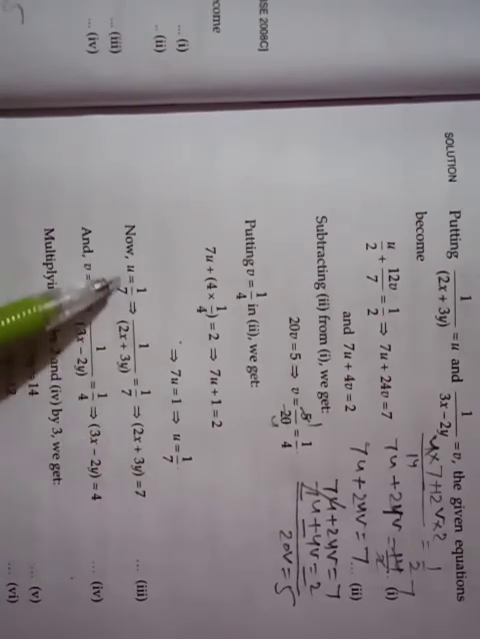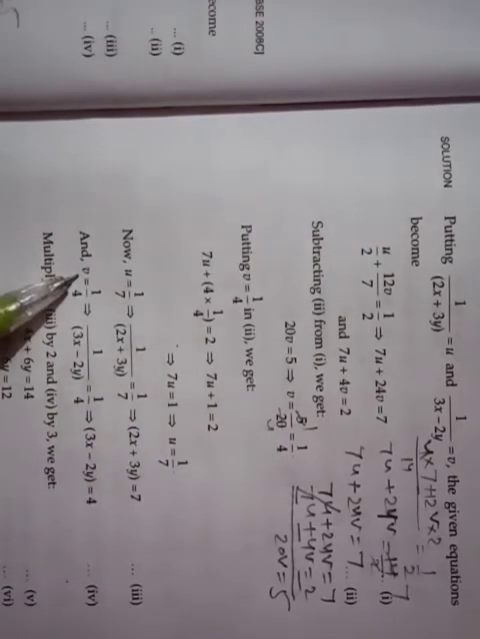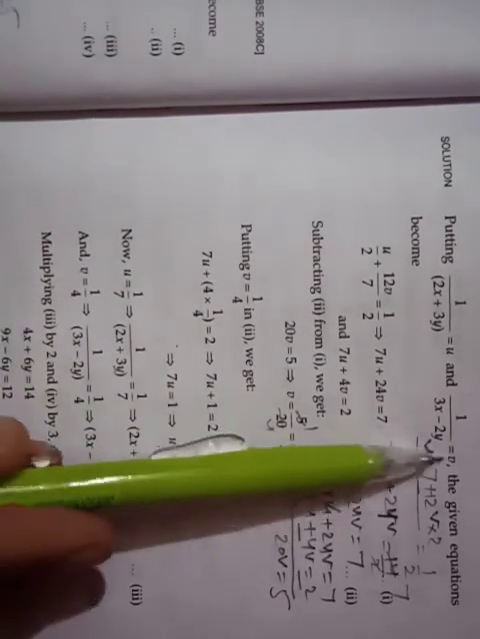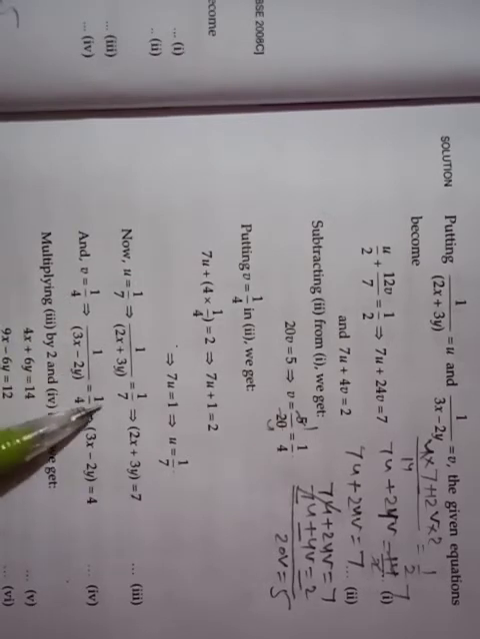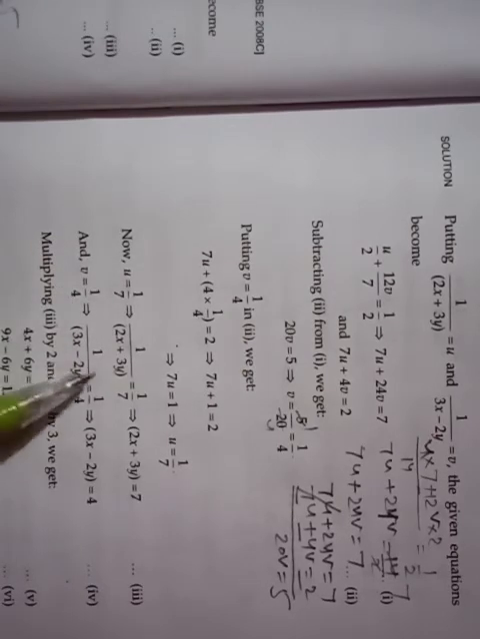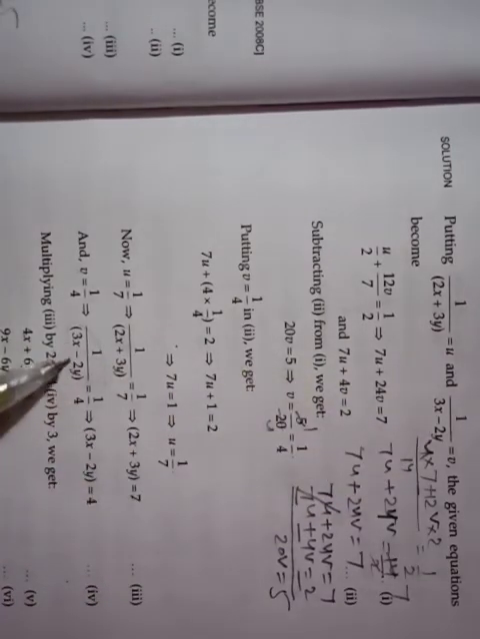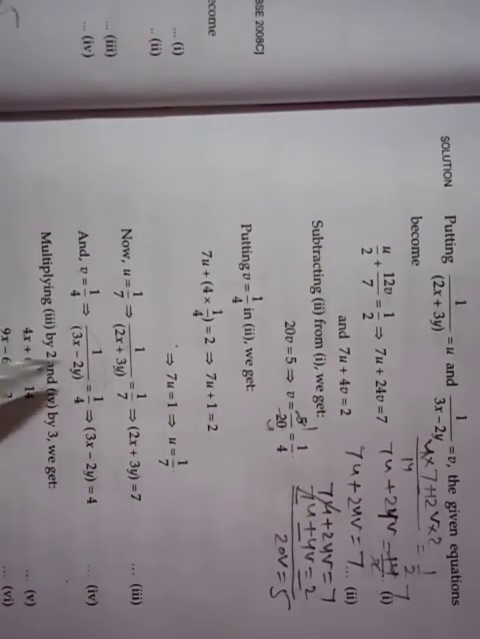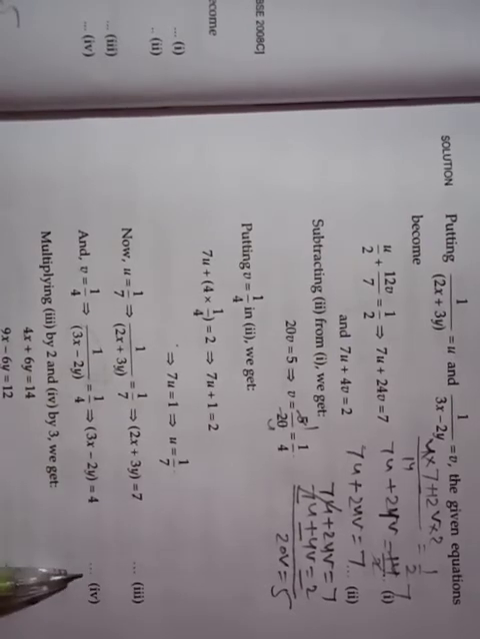Similarly, we have got v as 1 upon 4. We assumed v equal to 1 upon 3x minus 2y, so in place of v put 1 upon 3x minus 2y equal to 1 upon 4. Since numerators are same, compare denominators, 3x minus 2y equal to 4. This is equation 3 and this is equation 4.